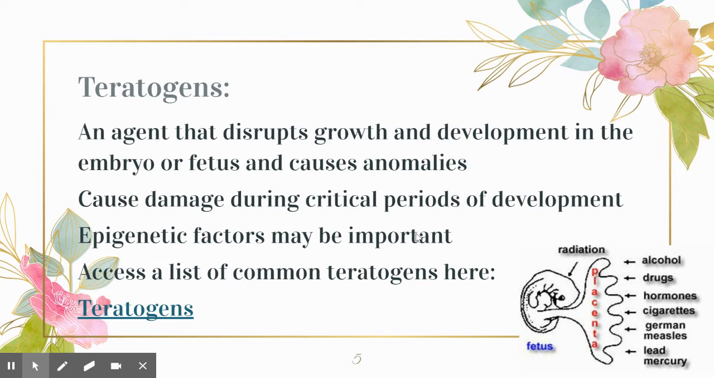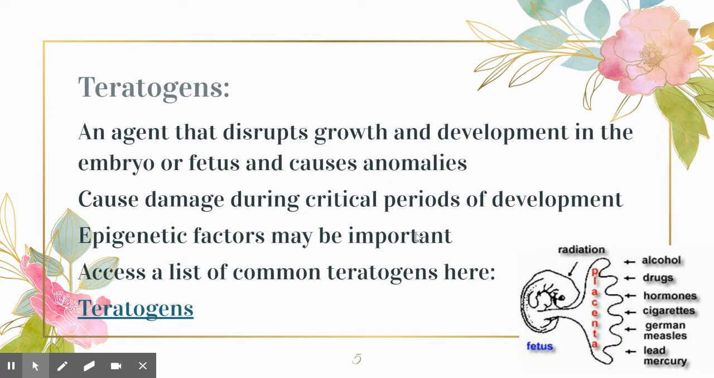So in other words, for example, cleft lip and palate are usually between weeks 7 and 9. The neural tube is usually between weeks 3 and 5. Heart also between weeks 3 and 5. Epigenetic factors, which means that mom has a genetic predisposition to the agent, are usually kind of important. And you can see a list of common teratogens there. There's a little picture.